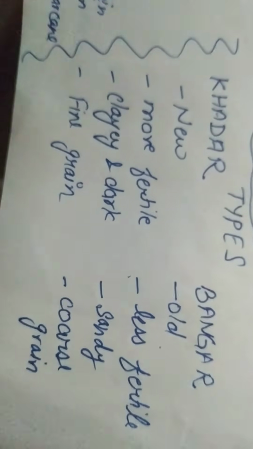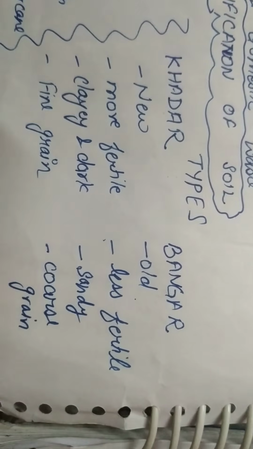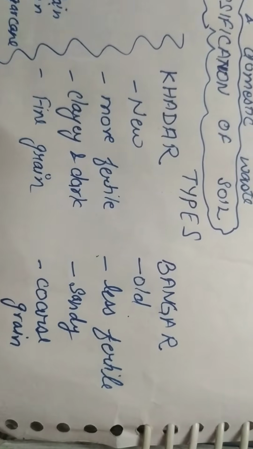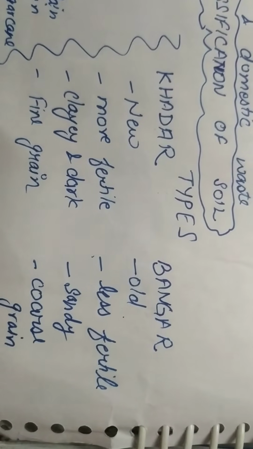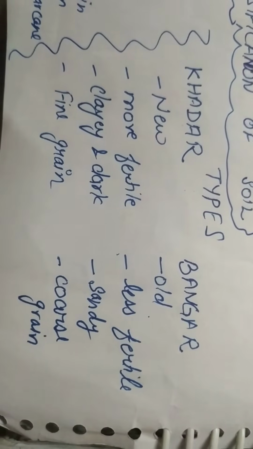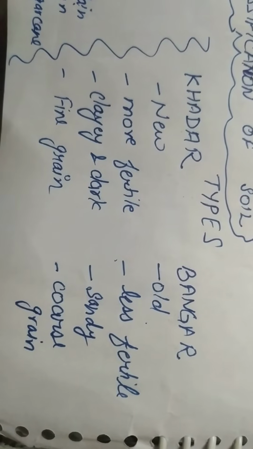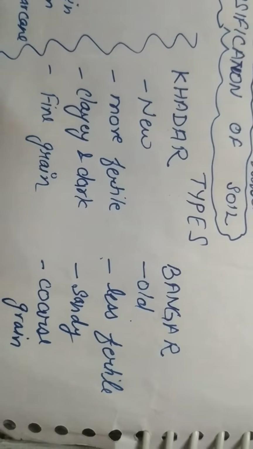Khadar is comparatively more fertile. Obviously, what is new is more fertile and what is old is less fertile. Khadar is clay and dark in color, whereas the bhangar is sandy. Khadar has fine grain, whereas the bhangar is coarse grain, that is kankar nodules. That is bhangar.